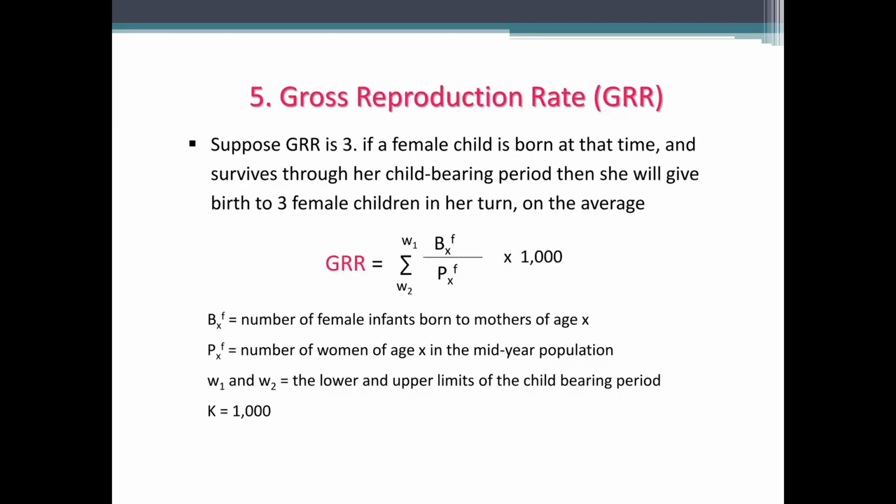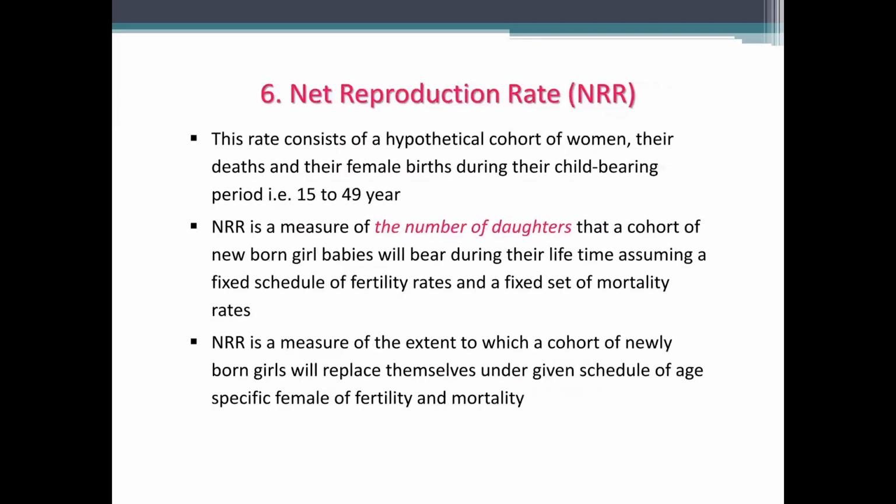And the formula is the number of female infants born to mothers of age x divided by the number of women of age x in the mid-year population, multiplied by 1000. This is the formula. And usually we take the lower and upper limits of the childbearing period. This is the formula for gross reproduction rate.